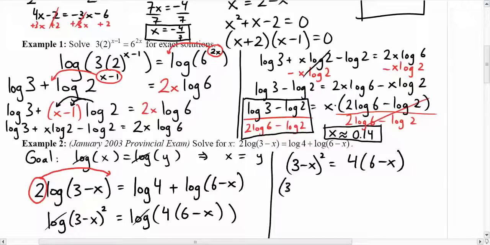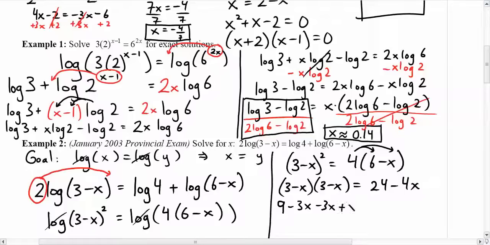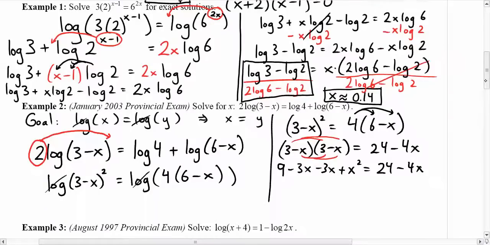So 3 minus x squared, remember, means 3 minus x times 3 minus x. It's not 9 minus or 9 plus x squared, unfortunately. We have to FOIL it out, and expand the 4, to get 9 minus 3x minus 3x plus x squared. Okay, we've got to expand that using FOIL. And then we'll make everything equal to 0.